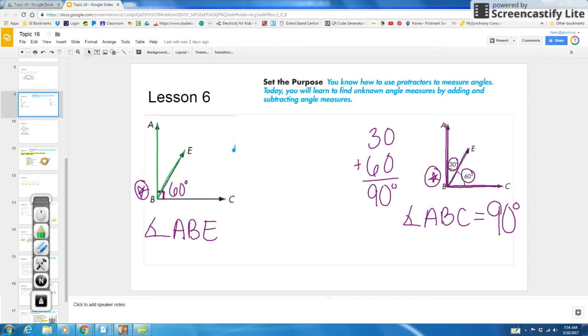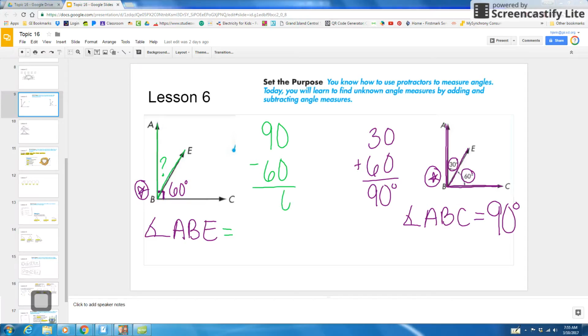Okay, so I could say, knowing that this entire angle ABC is 90 degrees, you have an angle of 60 degrees, how do you find the measure of angle ABE? Well, because you have a total angle to start with, you have a part of an angle, and you want to find that missing piece, we could subtract. And when you subtract, you get 30 degrees. This would work the other way too.